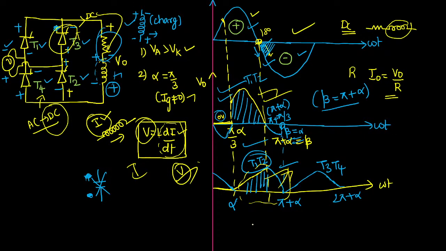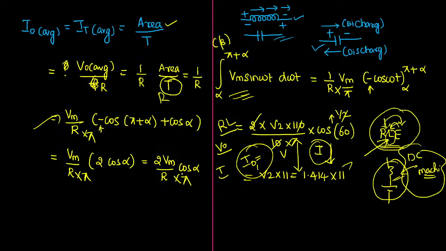Don't get confused. See there, what is the duration of the waveform? Total is pi plus alpha. I need only this duration. This portion is alpha. How will you do that? Pi plus alpha minus alpha will give you pi. So that is the duration of the waveform for the voltage and the current both. Okay. So you can keep that value directly.